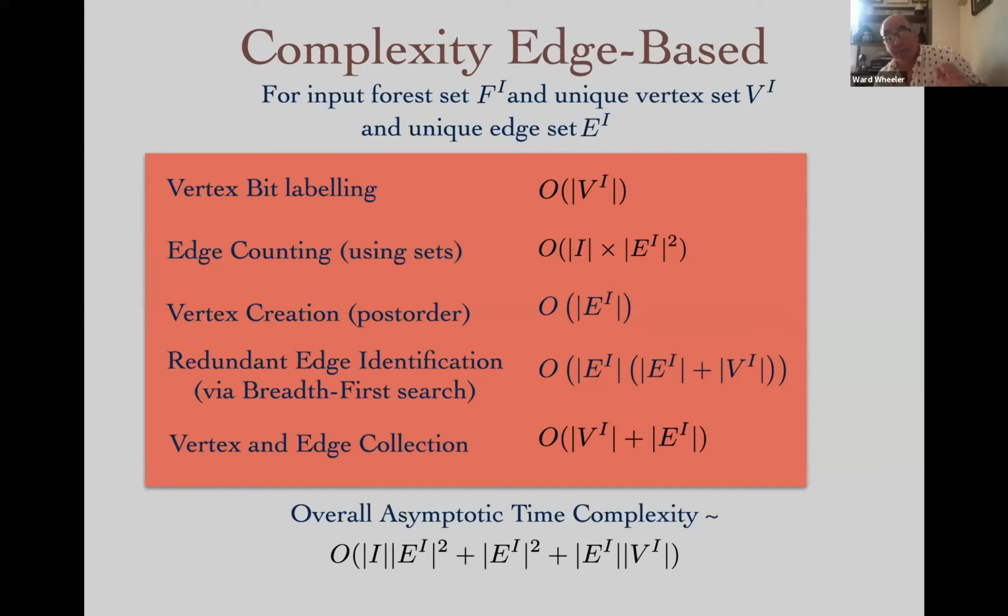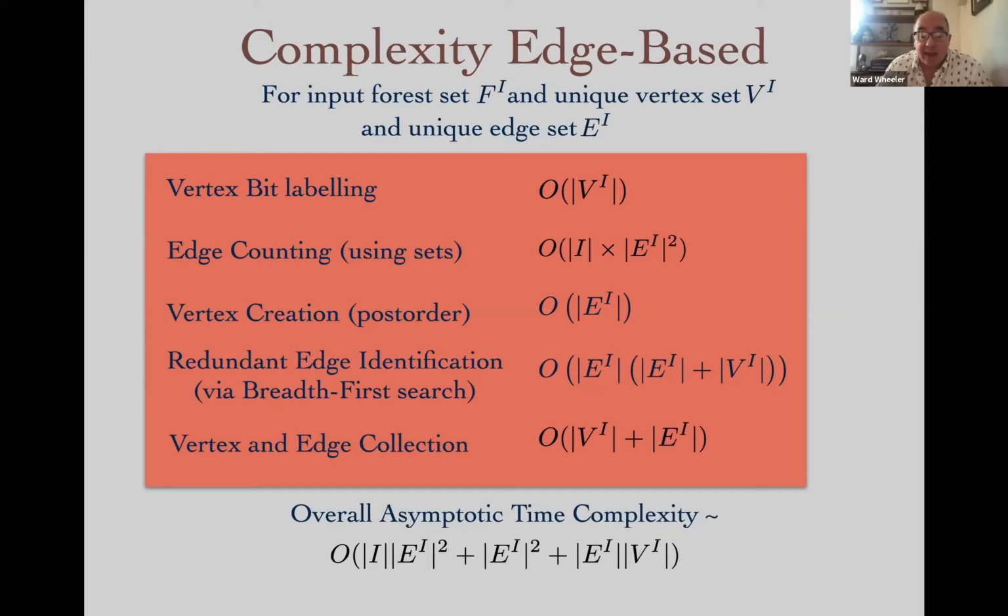So that'll have to do with comparing all the edges to each other in all the input set. So that's going to be quadratic in the edges with a factor for the number of input graphs. Then we have to create the vertices in post order. And then we have to, again, identify the redundant edges via breadth first search, which is a slightly different time complexity. It's quadratic in the edge set, and there's a product of the edge set and the vertex set in that. And then we have to collect all these and put them together via a post-order traversal of the graph.